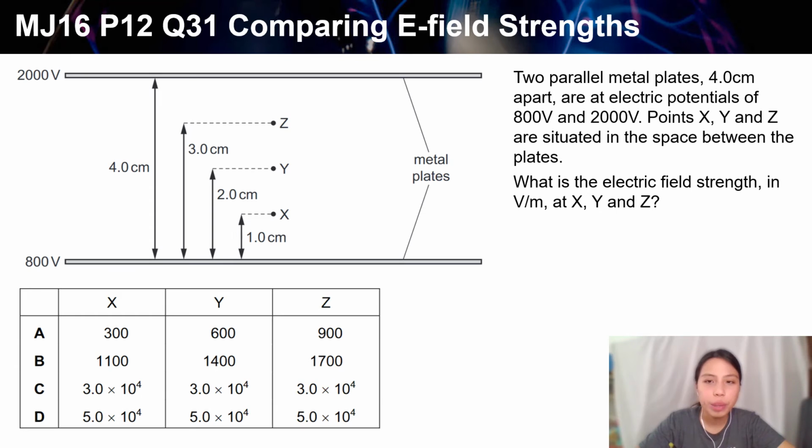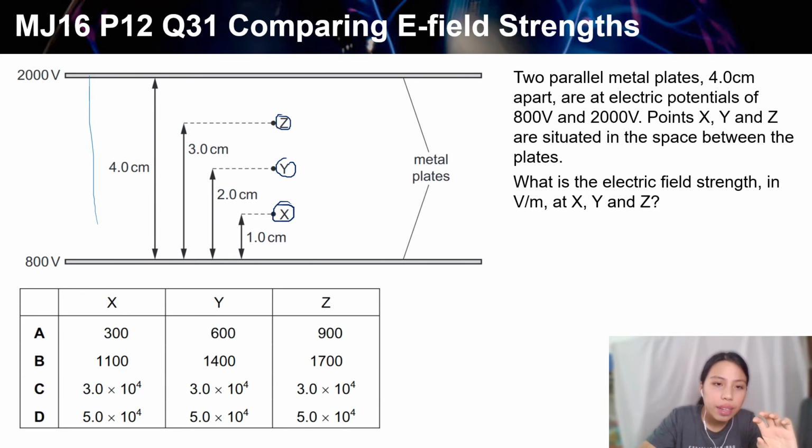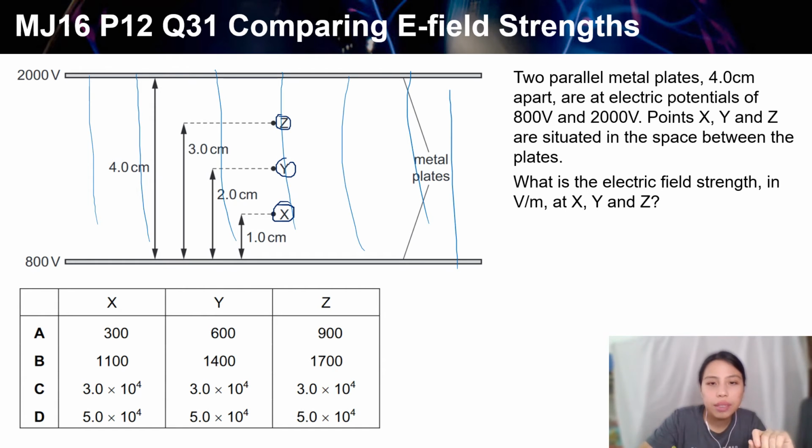Okay, 2 parallel plates, 4 cm apart, X, Y, Z, 3 points. What is the electric field strength at X, Y, and Z? Wow. So we just have to calculate one by one. Some people will ask, do we have to calculate the electric field strength at X, Y, and Z? Maybe, maybe not. Remember I mentioned, in parallel plates, there is a uniform electric field. Uniform means everywhere inside this whole thing, the electric field strength is the same. So X, Y, Z should have the same value, whatever that is.